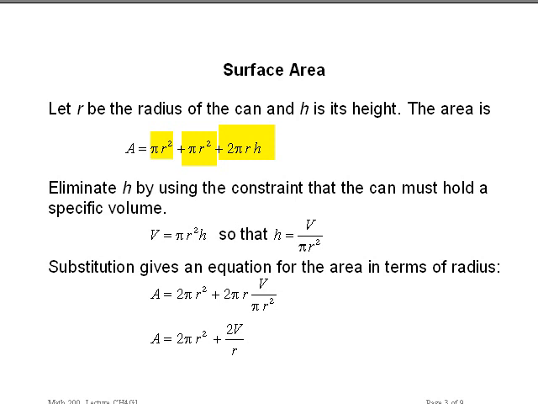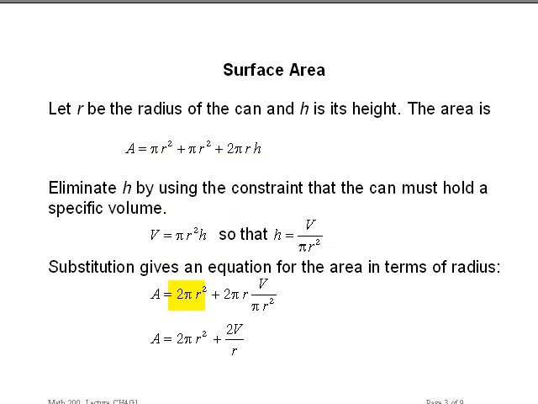We could have written it in terms of height or in terms of radius, but we're going to write it in terms of radius. Here's the idea. The volume of the can is going to be pi r squared h. This volume is going to be specified. So I'll just leave it as V, and I'm going to solve for h. Now I'll rewrite the equation for area, and here's what I get.